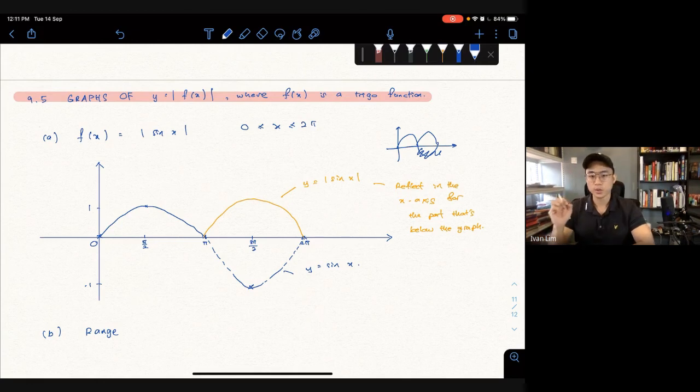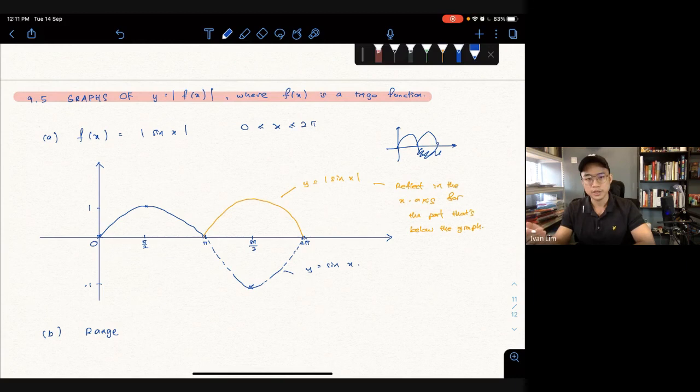Okay, when we use the word range of f, we are referring to the y value, never the x value, unless they say the range of x, but I don't think they normally use that language. They will normally use just domain. So you have to observe now, based on your new graph, y equals to modulus sine x, where exactly is your lowest point and your highest point?